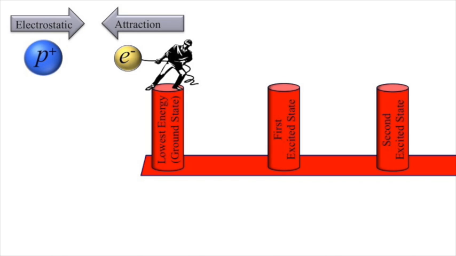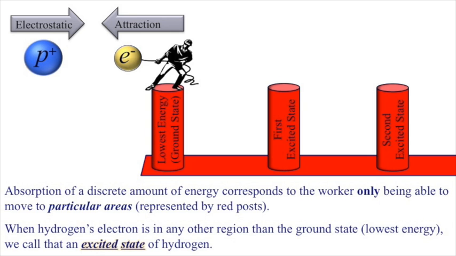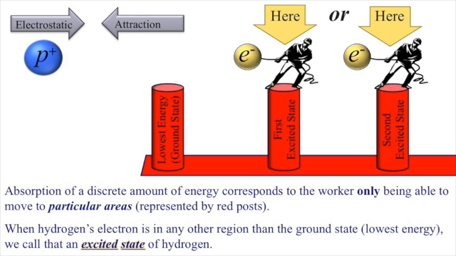As proposed by Einstein and Planck, energy is absorbed and emitted by atoms in discrete amounts. Absorption of a discrete amount of energy corresponds to the worker only being able to move to particular areas represented by red posts in this view graph. When hydrogen's electron is in any other region than the ground state region, that's its lowest energy region, we call that an excited state of hydrogen.